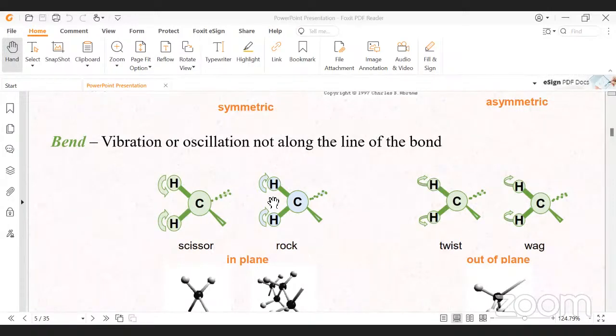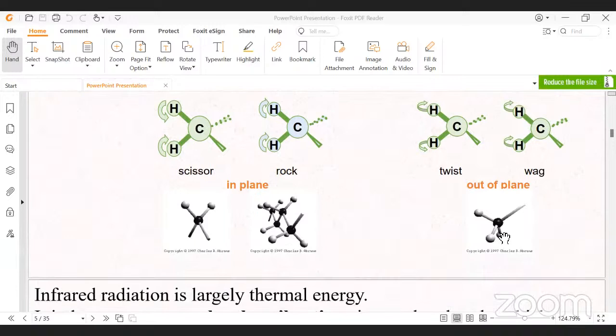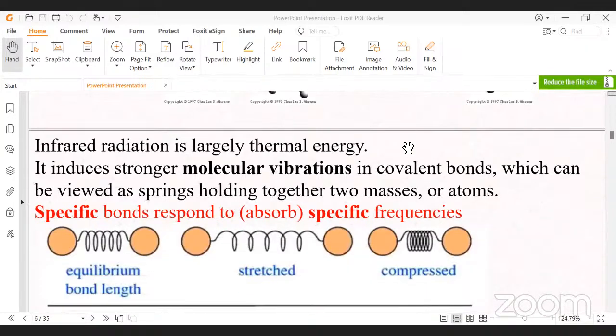It is a scissor bending, and this type is rocking, and this type is twisting, and this type is wagging. These two are in plane, and these two are out of plane. This is in plane, and this is out of plane.